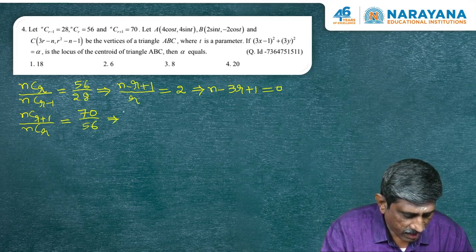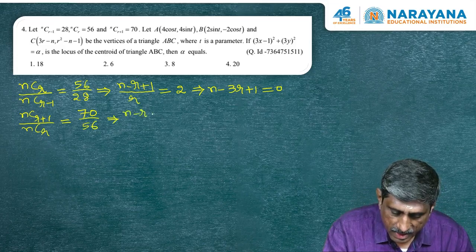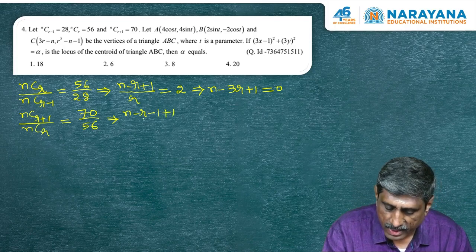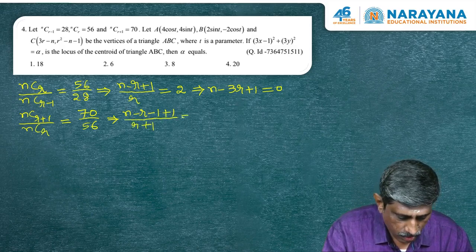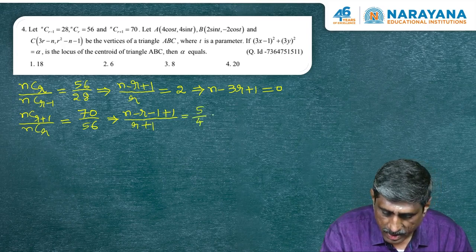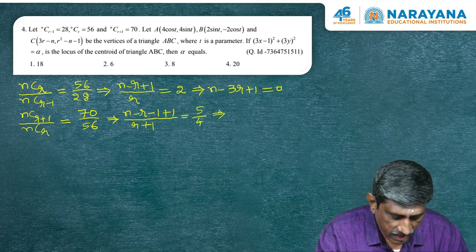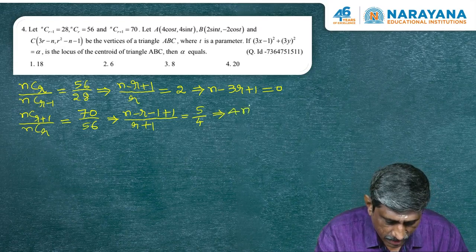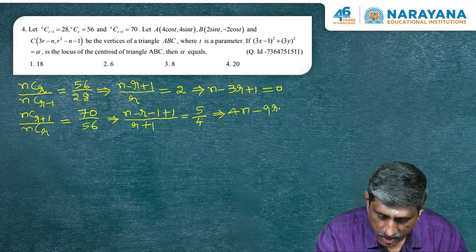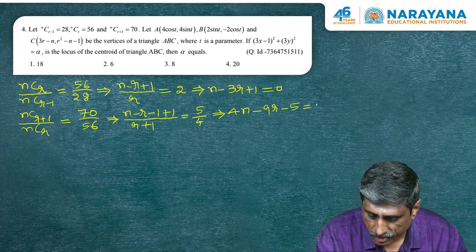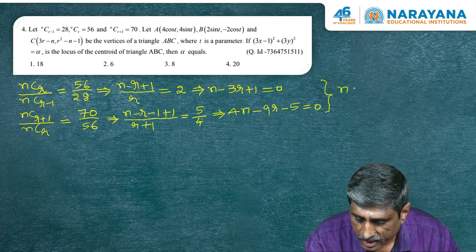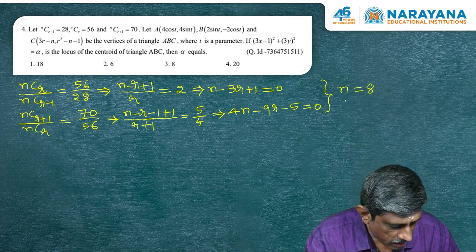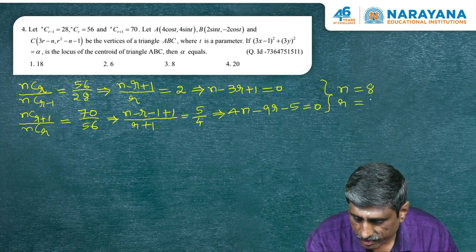Similarly, when we apply nC(r+1) divided by nCr is equal to 70 divided by 56, and when we simplify this, we get (n minus r minus 1 plus 1) — in place of r, we write r plus 1 — divided by r plus 1 is equal to 5 by 4. When we simplify this by cross multiplying, we get 4n minus 9r minus 5 is equal to 0. Solving these two equations for n and r, we get n is equal to 8 and r is equal to 3.